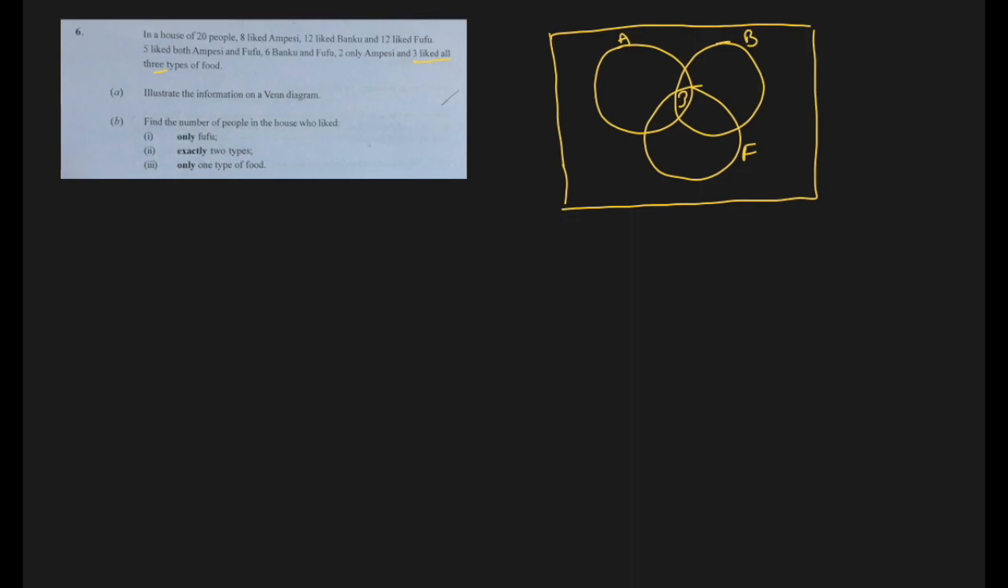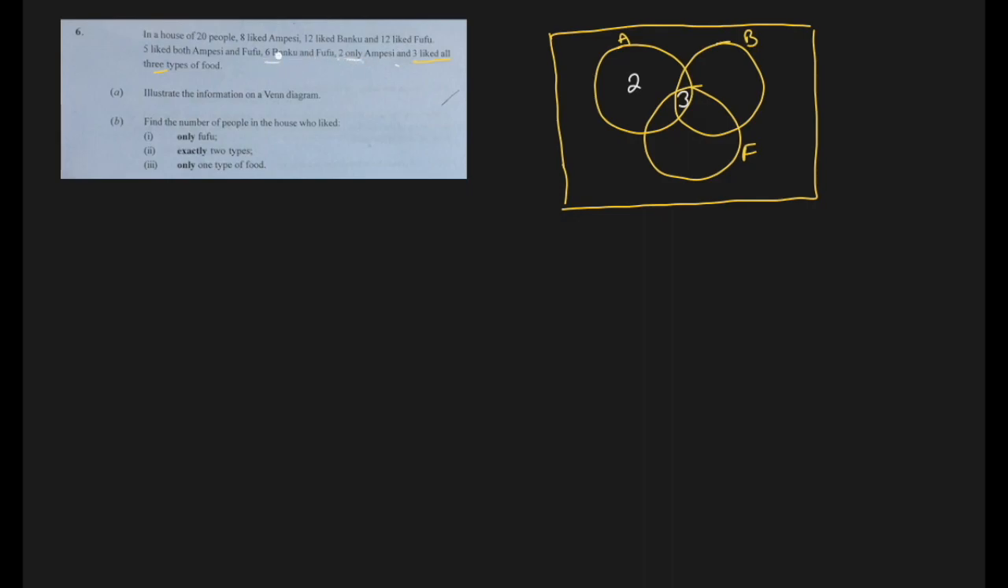So let me change the color for this. So 3 inside here. Let's go backwards now. 2 only Ampesi. So 2 like only Ampesi. That means 2 will be here. They will not be here. If they are somewhere here, they will like Banku and Fufu type as well. So that's why the 2 inside.